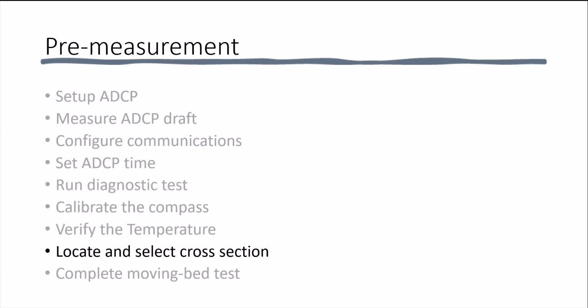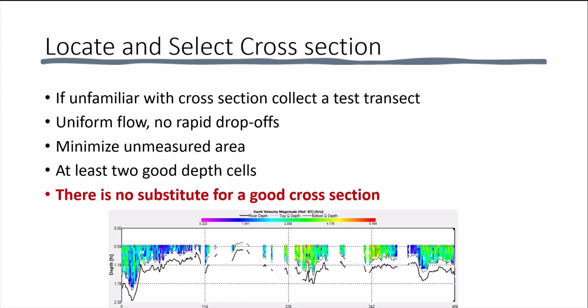Finally, locate and select a good cross-section. Although you can measure almost anywhere with an ADCP, it doesn't mean you should, or that you will get a high-quality measurement. Don't underestimate the value of a good cross-section. Locating a good cross-section is one of the most important considerations for making an ADCP measurement. A poor cross-section can be the limiting factor when it comes to collecting consistent quality data.